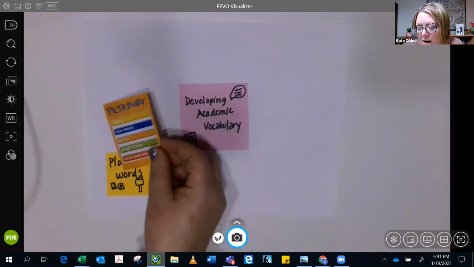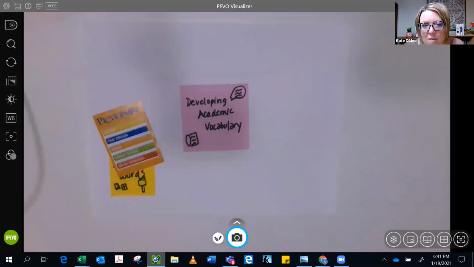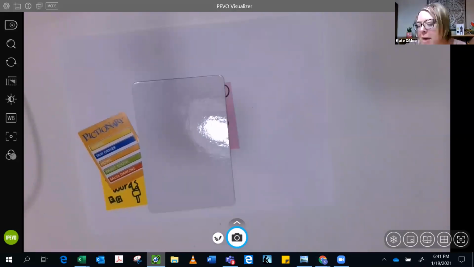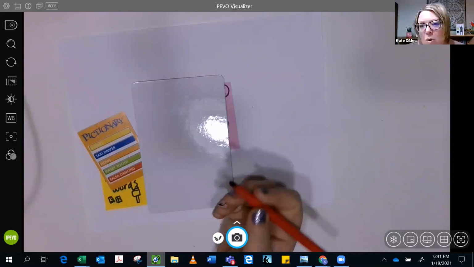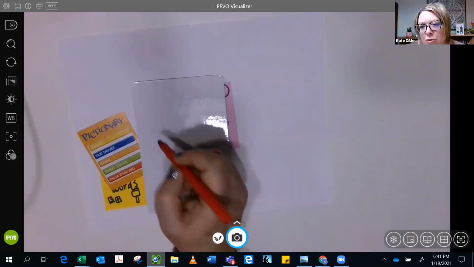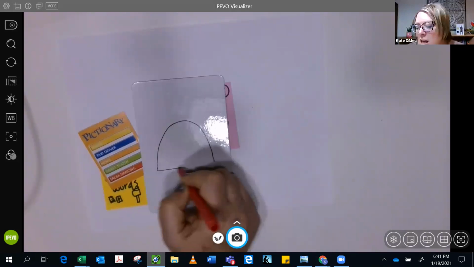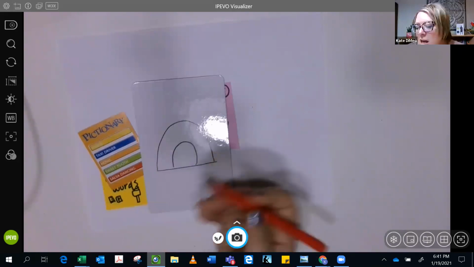So one game we like in our house, we love the game of Pictionary, right? And in Pictionary, you are drawing the picture and the other people are trying to guess what you are drawing. So this one is kennel. So I would be drawing a kennel, and then everyone's trying to guess what I'm drawing.